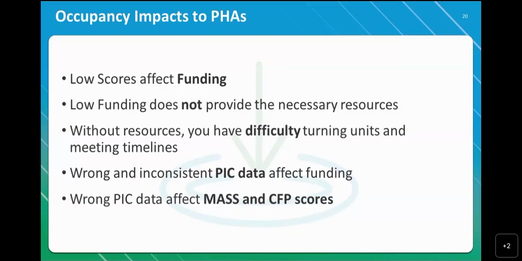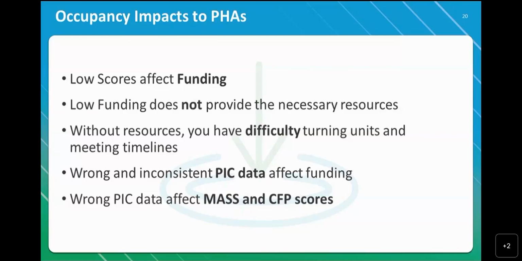We already said low scores affect funding. So that's not a fun thing to balance. Low funding does not provide the necessary resources because everybody will say, I have to do this and I have to do that. And then you go to fiscal or your manager and they say, well, there's no money. So there's cause and effect. What I'm trying to say here is cause and effect, and they're interrelated, and we have to tackle the problem together. It is not a fiscal problem alone, and it's not a program problem alone.